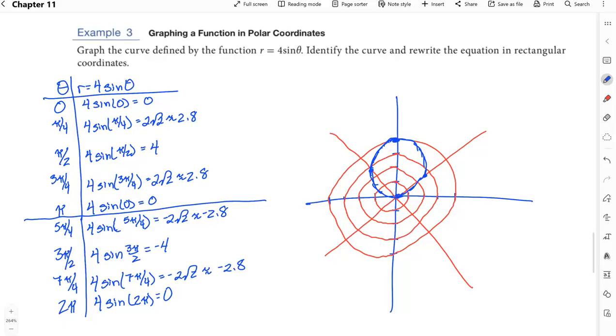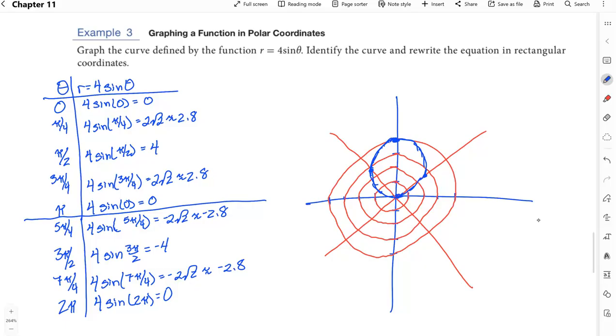So the best way to graph if you're doing this by hand is to pick some theta values, plug them in, figure out what your r values are going to be. So I'm going to pick 0, pi over 4, pi over 2, 3 pi over 4, pi, and then I'm going to go with some other values in the third and fourth quadrants, 5 pi over 4, 3 pi over 2, 7 pi over 4, and 2 pi. I'm going to see if that's enough to create what my picture is going to be. So when I plug in those theta values, I'm going to get r values. And then I'm going to plot them.